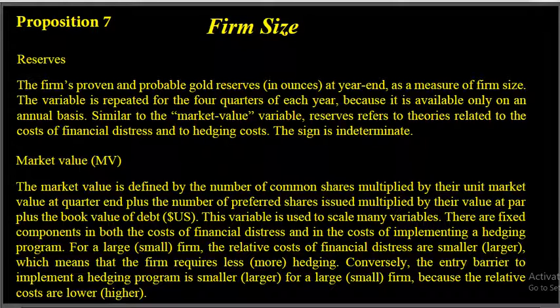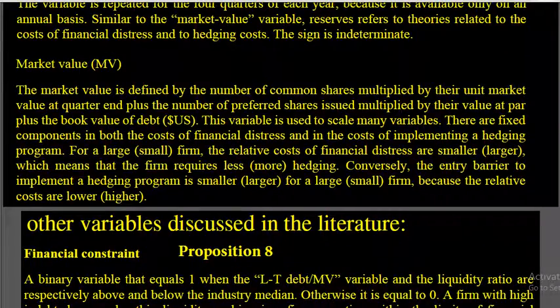The sign is indeterminate. So reserves is proven and provable gold reserves in ounces at year end as a measure of firm size, available only on an annual basis. Okay, good. And we already discussed market value, which is the number of common shares multiplied by the market value, plus preferred shares multiplied by par value, plus book value of debt.